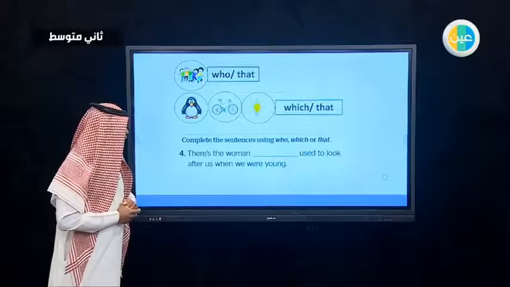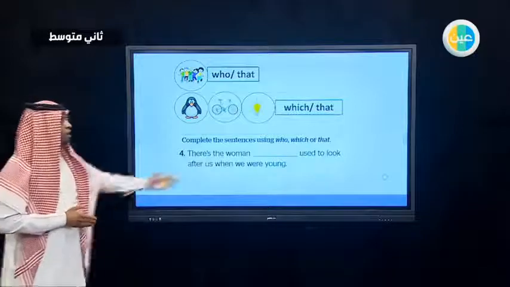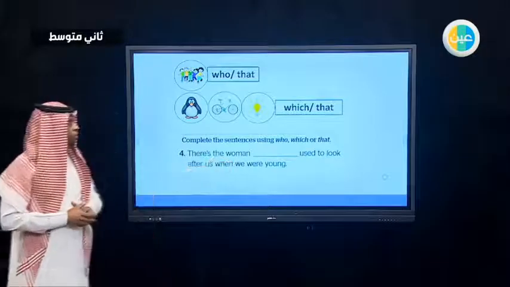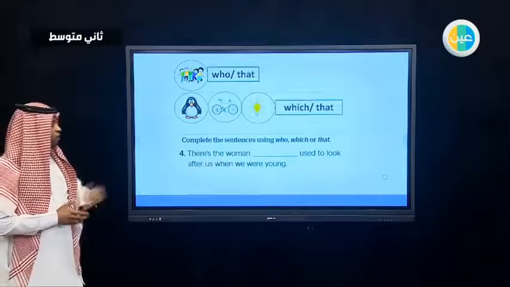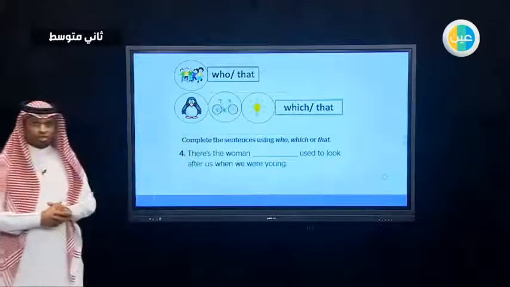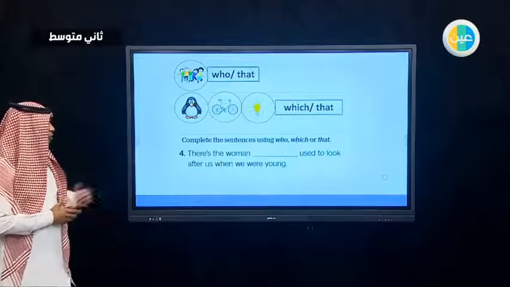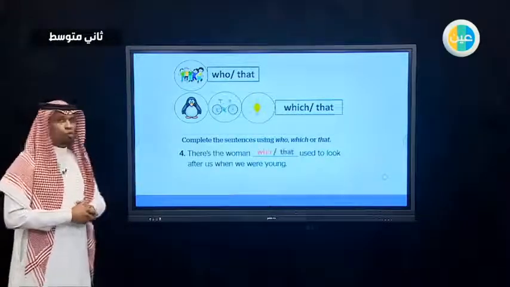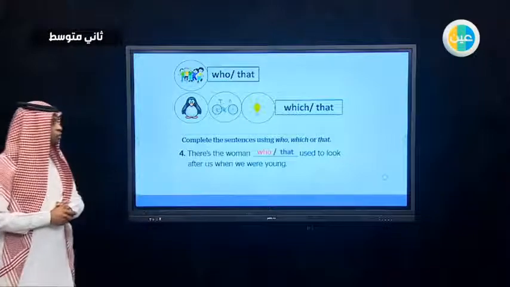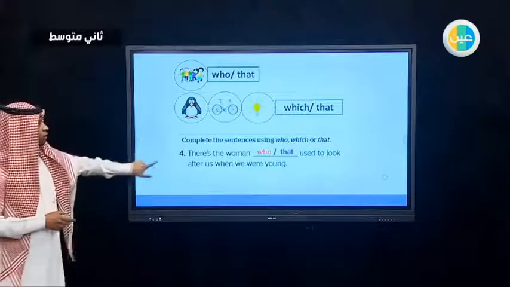Now, the third sentence, there is the woman used to look after us when we were young. What do you think? The woman. Can we say there is the woman which? No. Good. We can say who or that. That used to look after us when we were young.